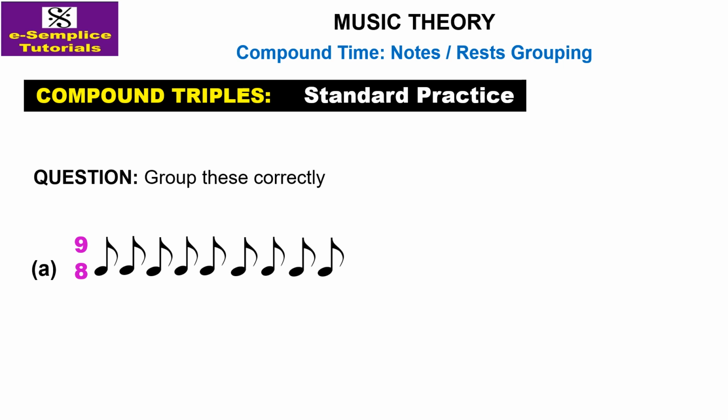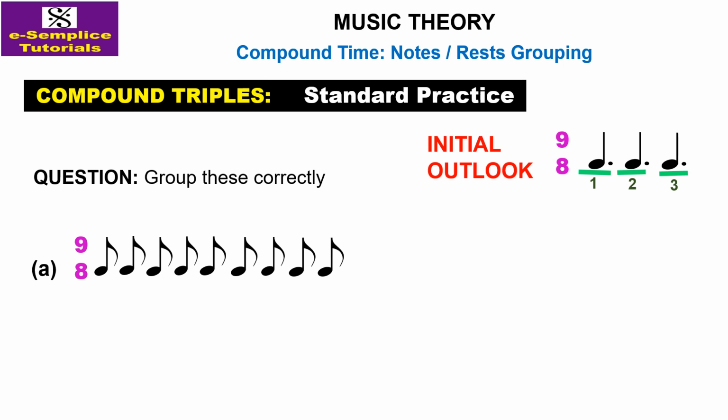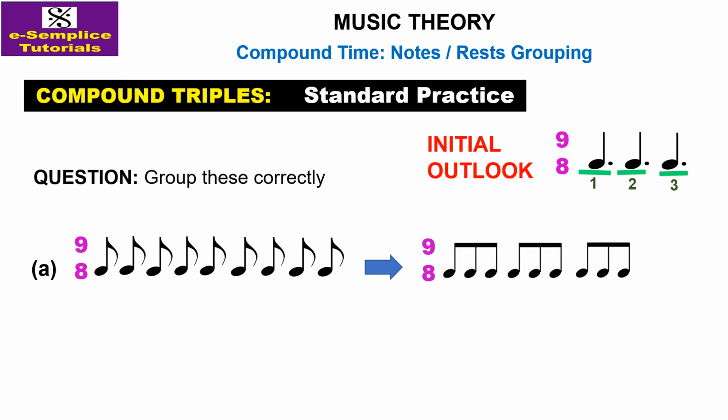Now we come to compound triples. Standard practices around them. Group these correctly. This is a bar of 9/8 time with 9 quavers. Group these correctly. Don't forget the initial outlook of 9/8. 3 main beats, and each main beat is a dotted crotchet. This is correct. Beat 1, beat 2, beat 3.